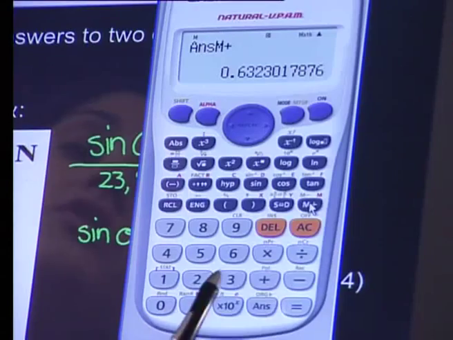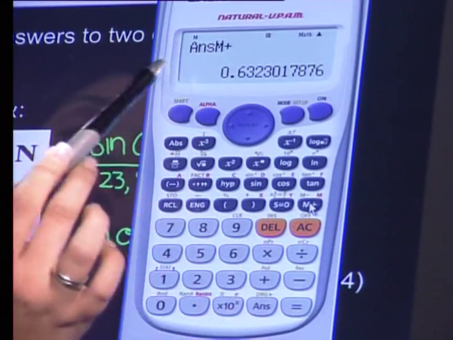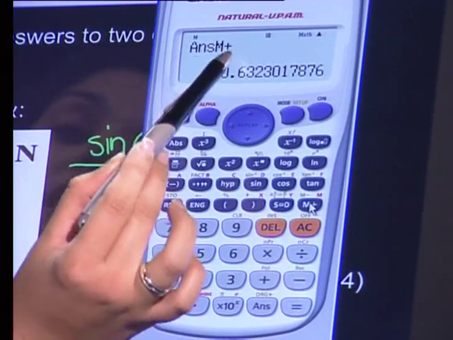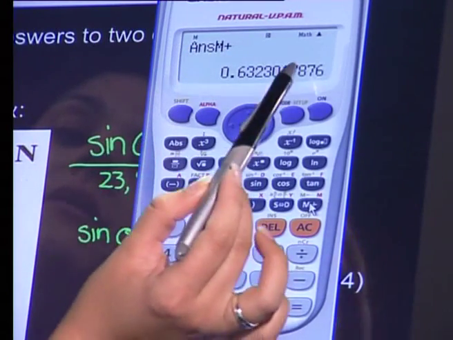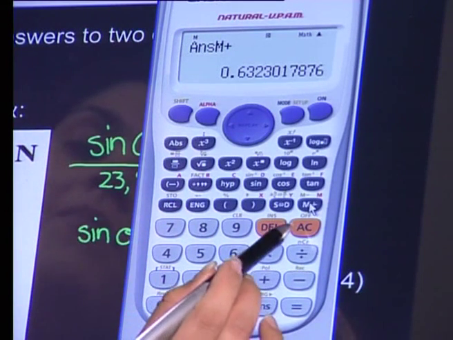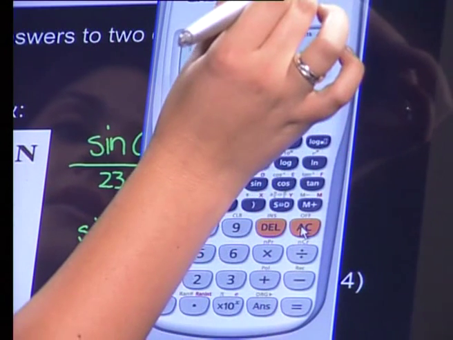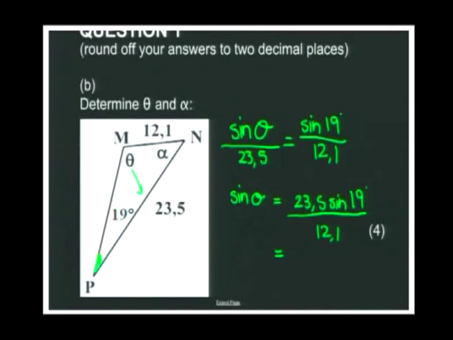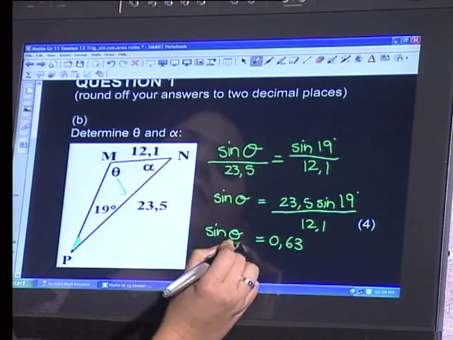If you don't know how to use your memory function on your calculator, listen carefully. What I've just done, you'll notice I pressed M plus, and you'll see it says answer M plus, which means the calculator has now stored this answer in its memory. And that's why this little M has appeared. It's telling me that it's there. Okay, so we can clear that now. And we write sine theta is equal to 0,63. But this is not my final answer because I want to find the value of theta.